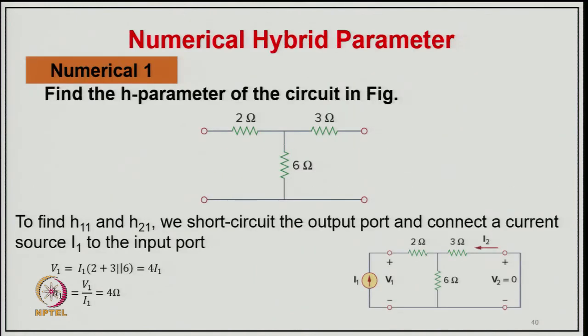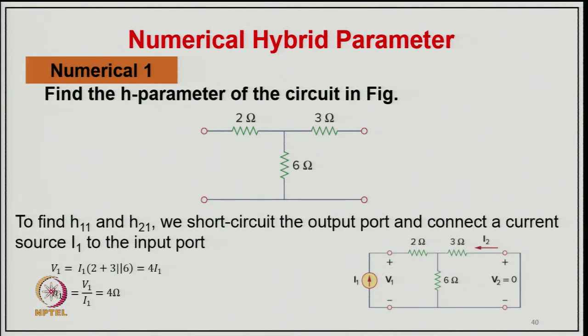So, now coming to solved numerical problems. Numerical 1: find the H parameters of the circuit shown here, where we have an input with a 3 ohm resistance and the output connected in a star or T network of 2 ohm, 3 ohm and 6 ohm. To find H11 and H21, we short the output terminal and connect a current source I1 to the input port as shown in the circuit.